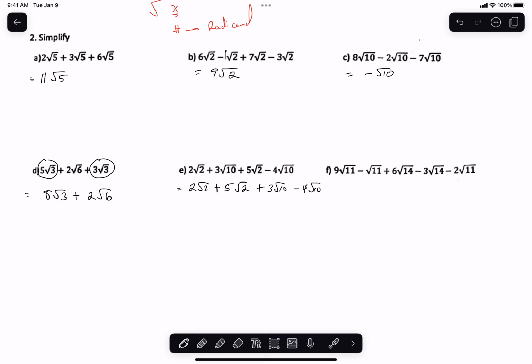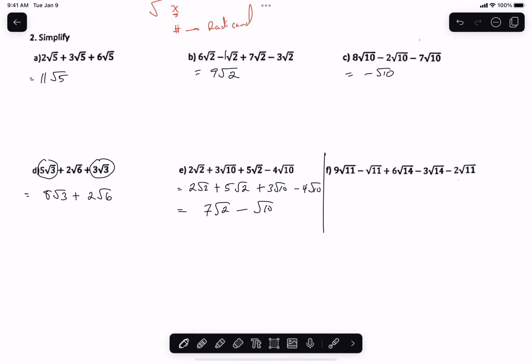But what we can do here is, now that these are grouped together, I can get 2 plus 5 is going to be 7 root 2s, and 3 minus 4 is going to be minus 1 root 10, if you will. You don't need to write the 1, but you can just write root 10.